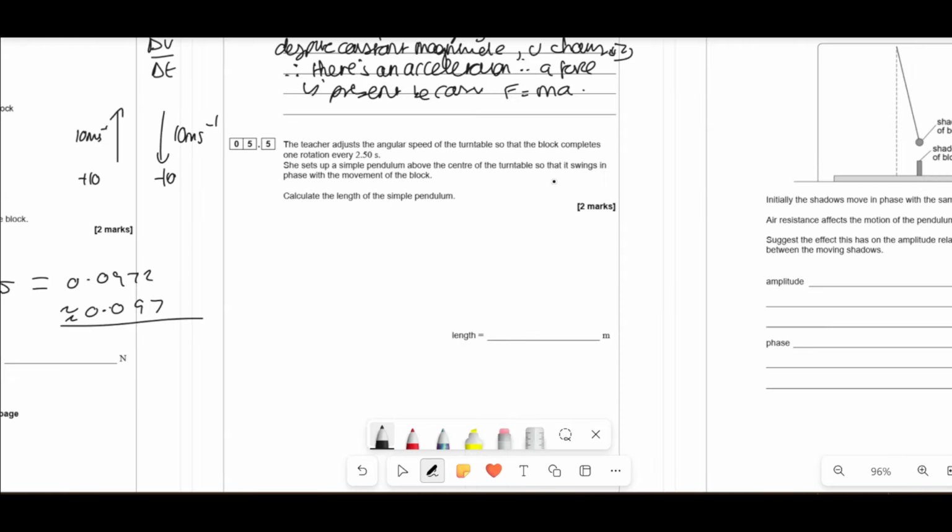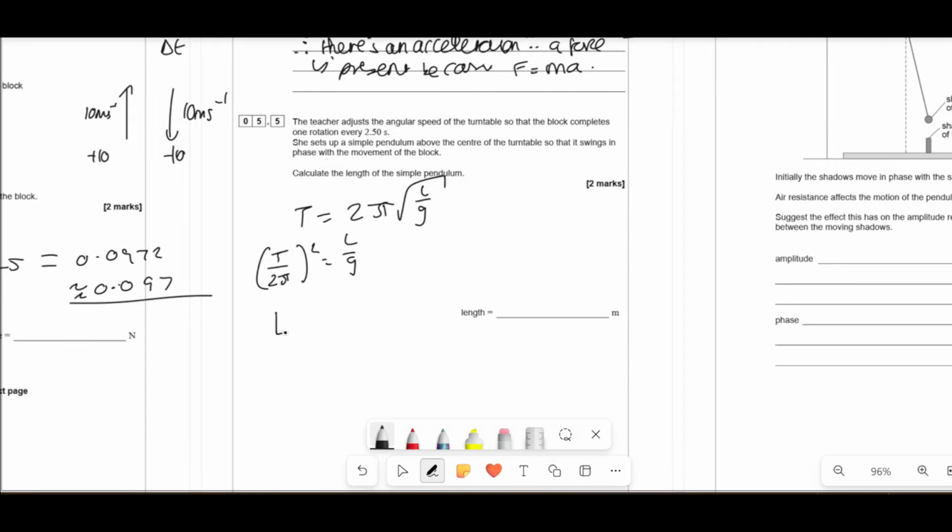So this person is setting up a pendulum that is in phase, so every rotation follows the turntable. This is a simple pendulum, so we're going to work with its period. So T equals 2 pi times the square root of L over g. I'd probably rearrange this. We're looking for length. So T divided by 2 pi, and if we square that whole thing, will give us L over g. So that means L equals g times T over 2 pi, all squared.